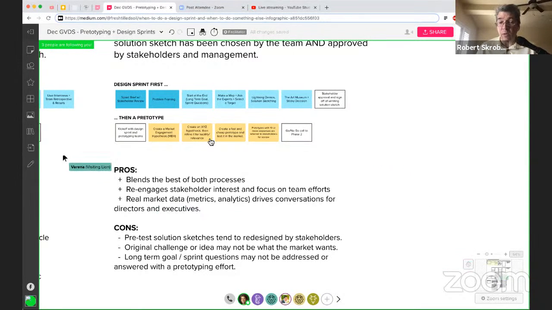opinions from testers. The cons are very similar to the previous one in that the original challenger idea may not be what the market wants, and you may have wasted a lot of time in the very beginning kind of designing for the wrong thing. If you take something that's not fully baked to stakeholders, there's the tendency for them to feel like they have carte blanche to design part of it or redesign part of the effort.